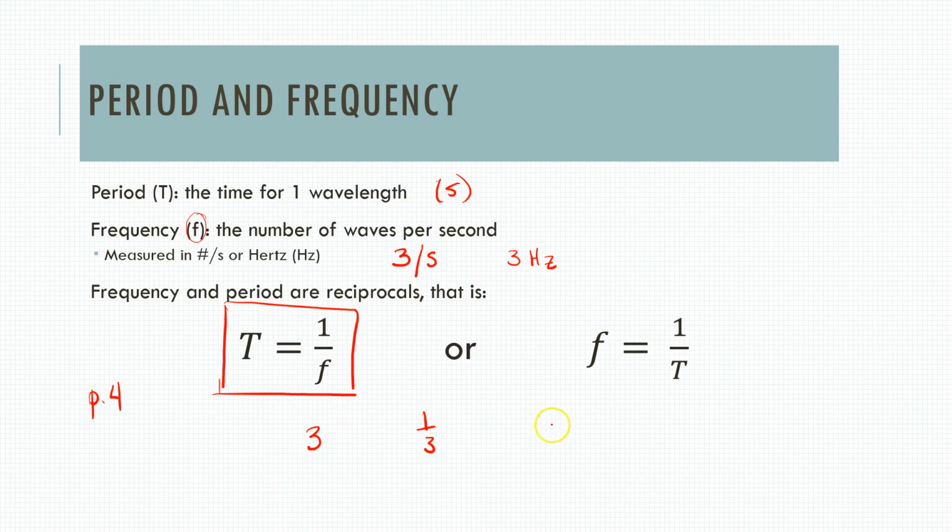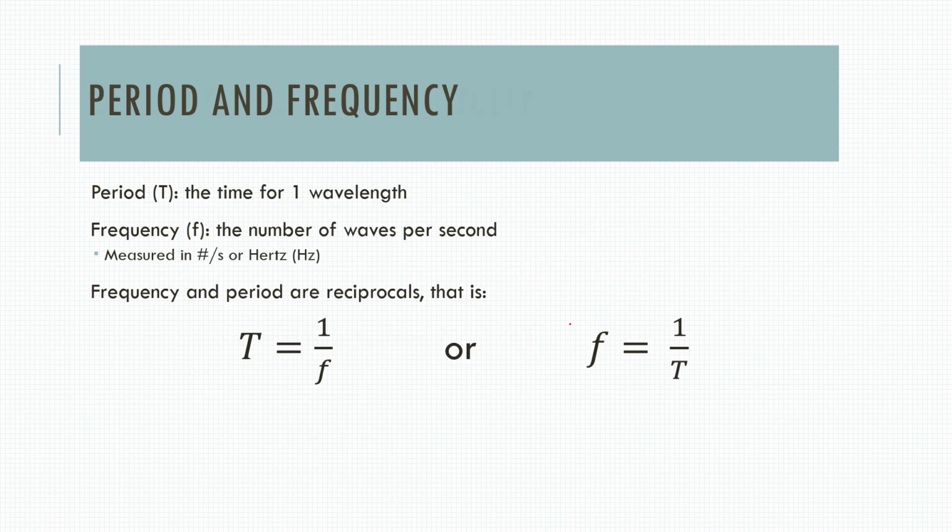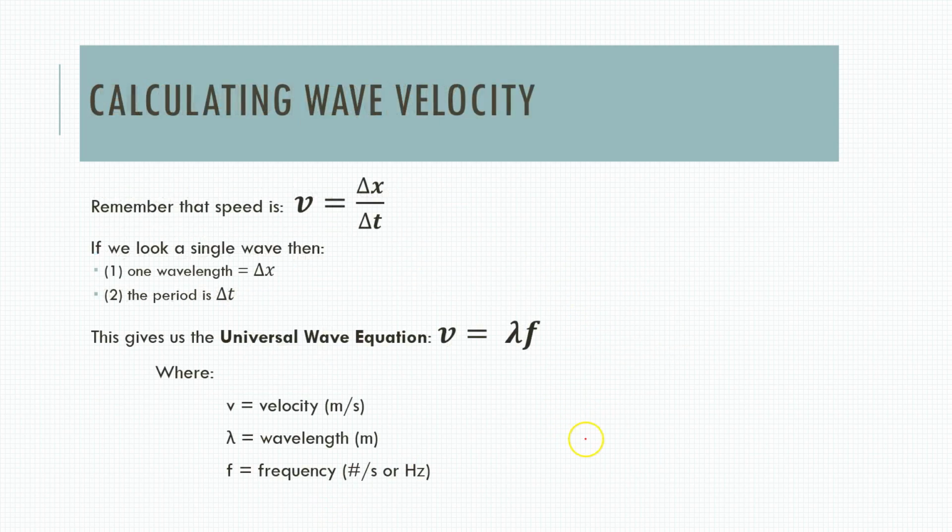Or if you had a frequency of 4, then that means that your period would be a fourth. They're just the flip-flops of each other. So, you don't have to solve it this way. Just wanted to point it out. We're going to do some examples of this in just a second. Before we get to our examples of that, we have another formula.